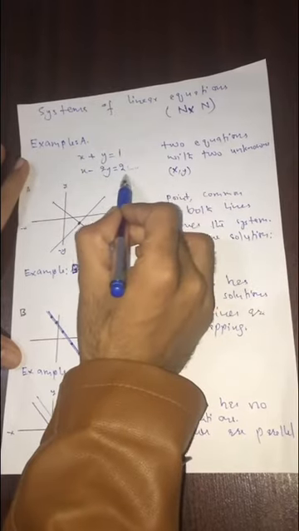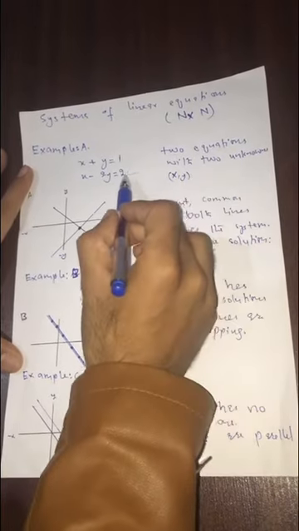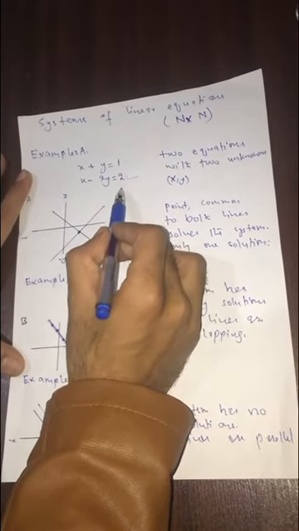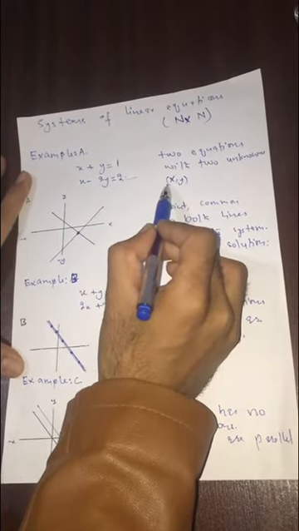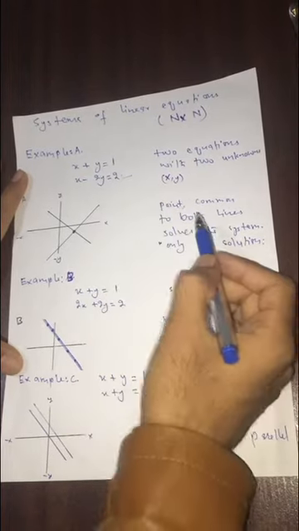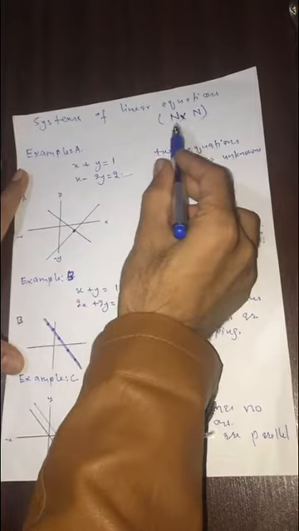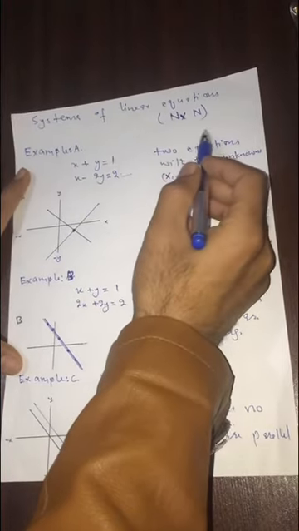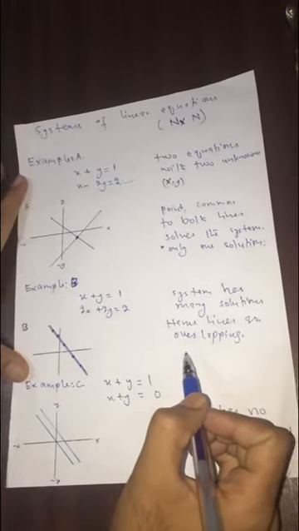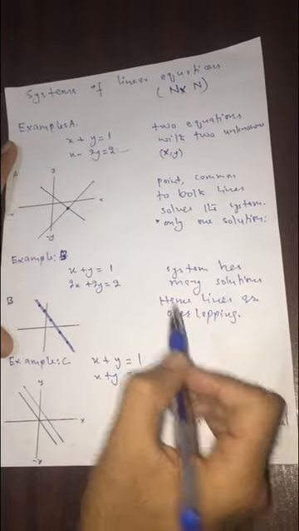Now this is a system of linear equations. You see here two equations with two unknowns, x and y, are the unknowns, the two equations. You can have n by n equations. You can have n unknowns and n equations.